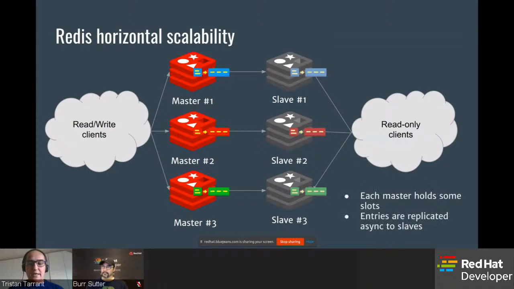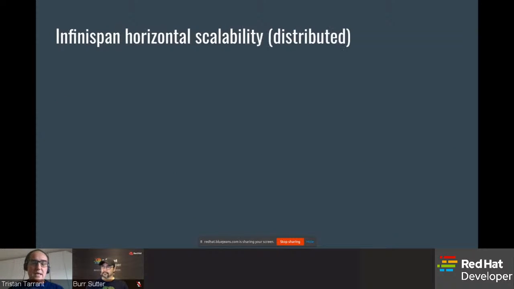The problem here is that each master only knows about the data that it owns, and can't talk to the other masters, and the slaves as well, obviously. They only know the data from the slots they own, and they can't read data from the other nodes, so they're not aware of that. So if you want to iterate data, you need to go through all your nodes. Let's look at how Infinispan handles horizontal scalability.